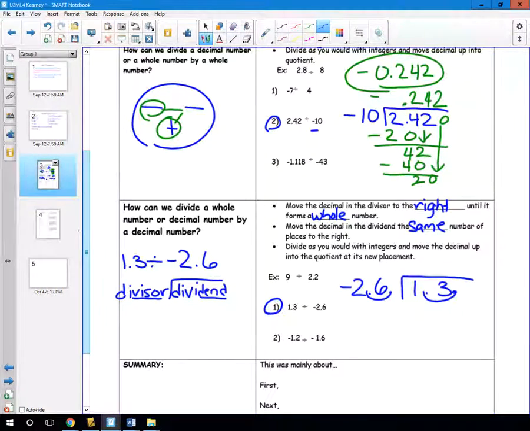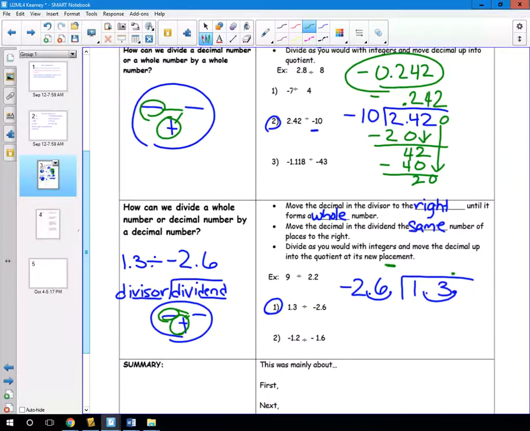Now, using integer man, let's draw our integer man one more time. Using integer man, tell me, is our answer going to be positive or negative? So we come over and we see we have a negative and a positive. We have a negative and a positive, so our answer is going to be negative. Okay? We're going to go ahead and move our decimal up. Now we just simply divide.